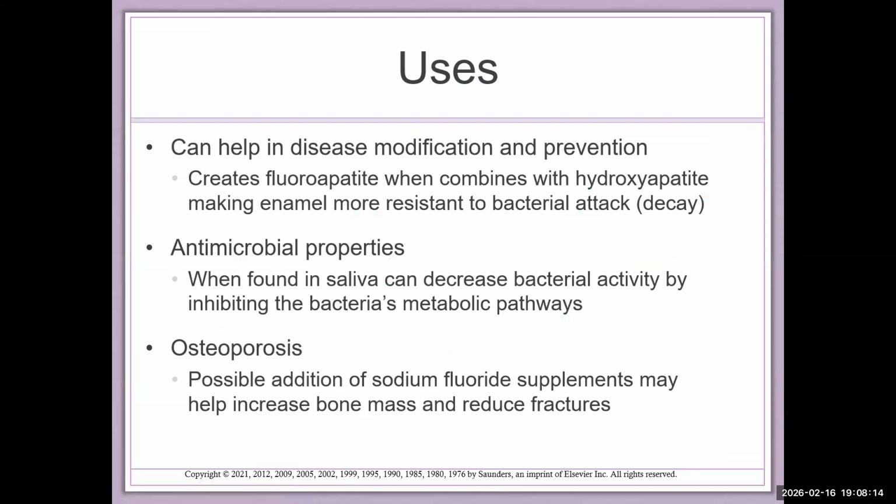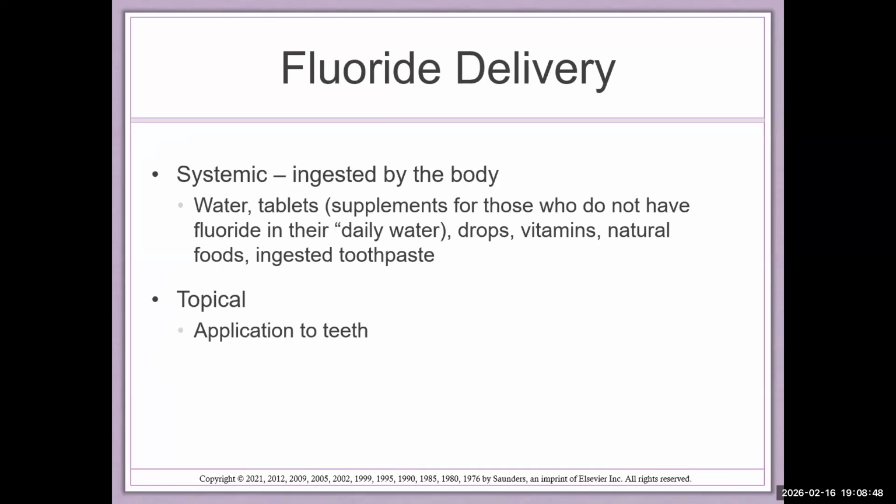So what are the uses of fluoride? It can help in disease modification and prevention, obviously, right? We want to make sure we prevent getting decay or cavities, okay? And then we have antimicrobial properties. So when it's found in your saliva, it can decrease the activity of the bacteria by preventing the bacteria from growing in pathways, by preventing bacteria from going into the metabolic stage. And then we have osteoporosis, right? There's a possible addition of sodium fluoride supplements that could help increase bone mass and reduce fractures.